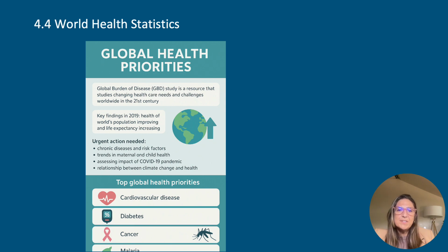So the Global Burden of Disease study is a resource that looks at changing healthcare needs and challenges worldwide in the 21st century. Key findings in 2019 are the health of the world's population, and that could be looking at life expectancy, addressing urgent needs about chronic diseases and risk factors, and trends in maternal and child health. Also looking at the impact of the COVID-19 pandemic and the relationship between climate change and health. And then top priorities, and we could see this through the mortality rates: cardiovascular disease, diabetes, cancer, and also malaria.